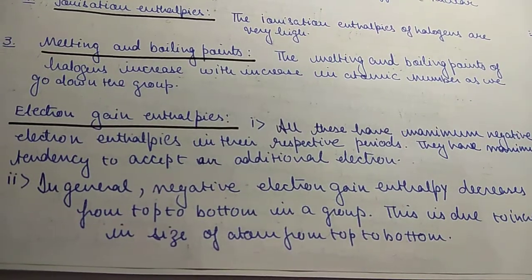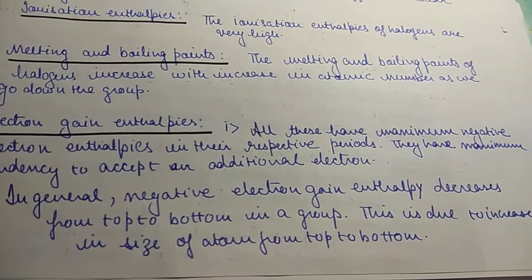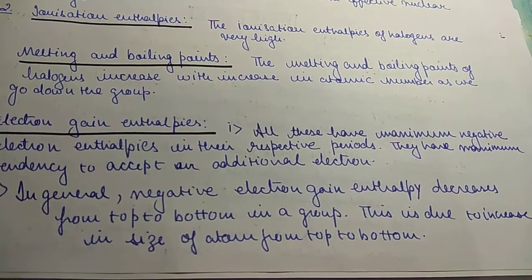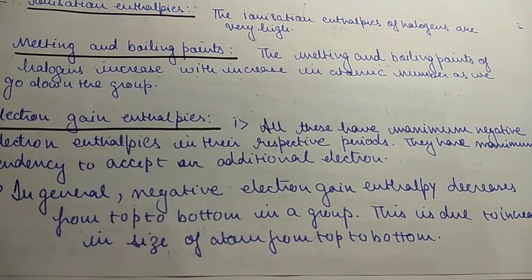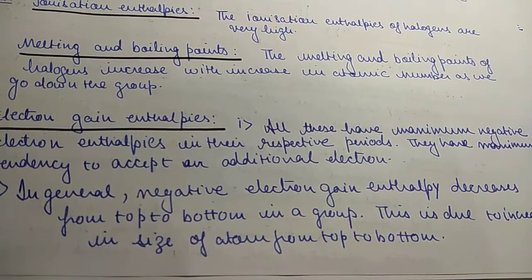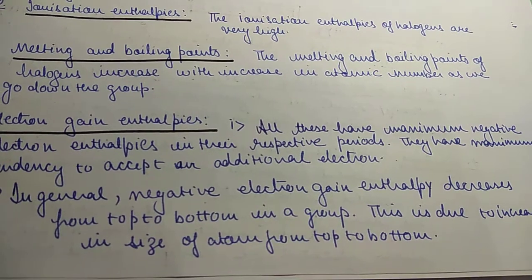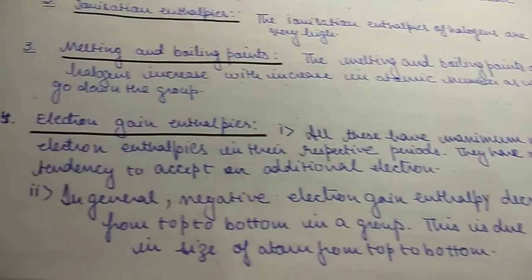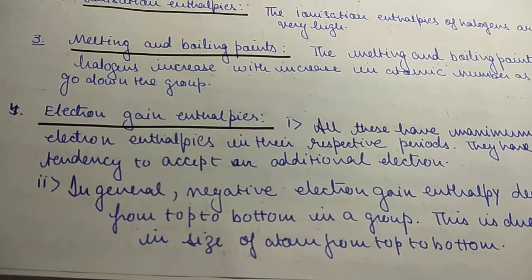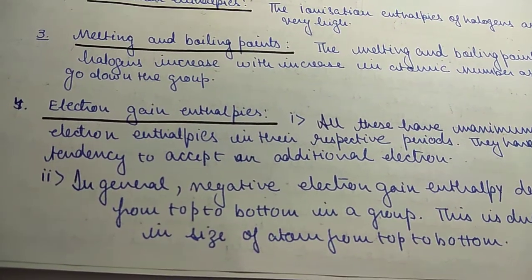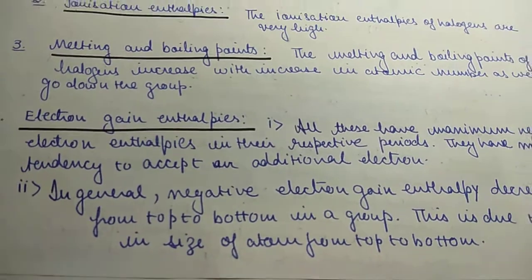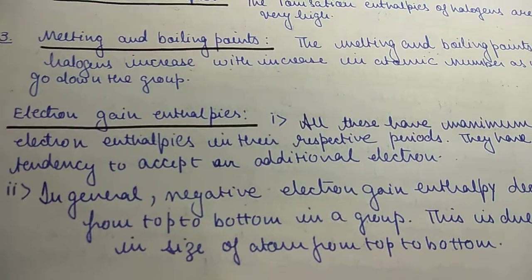In general, negative electron enthalpy decreases from top to bottom in the group. This is due to increase in size of atom from top to the bottom. So as we move down the group, the size of the atom increases. When the size of the atom increases, the attraction of the nucleus towards the electron decreases due to increase in size. So as we move down the group, electron affinity also decreases.